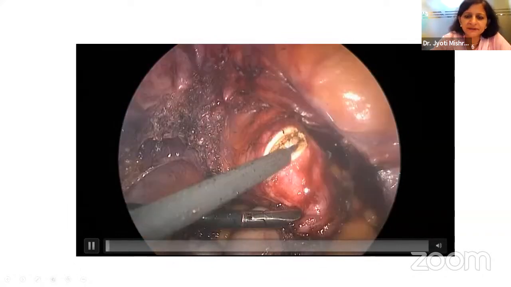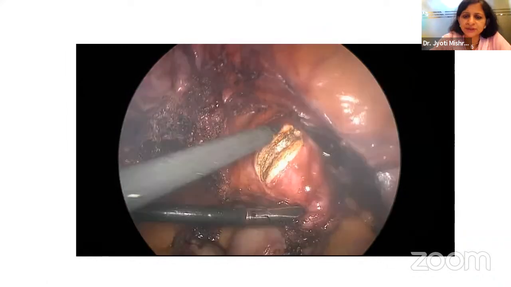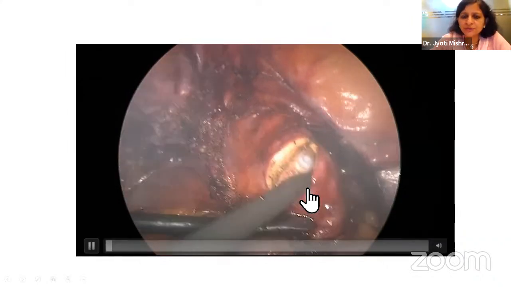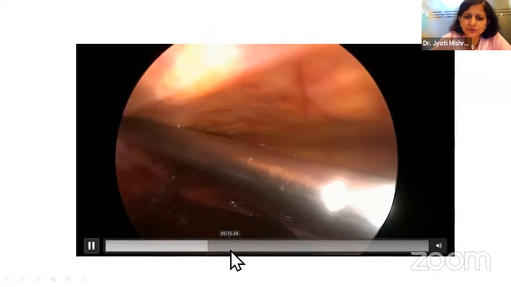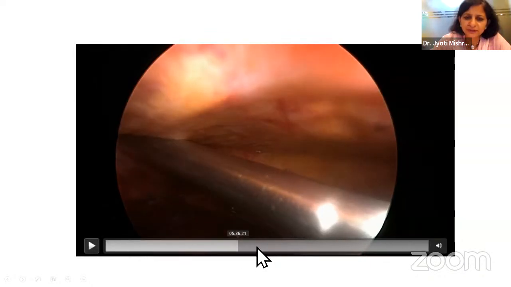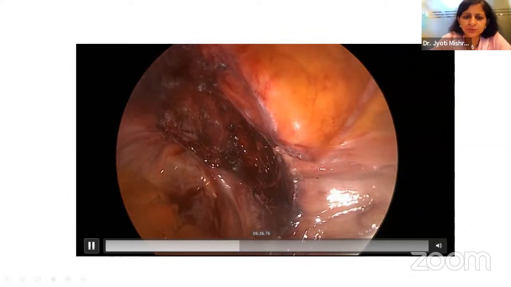I think the bladder had been difficult to dissect because of previous cesareans. So on a sponge holder, we started doing this colpotomy, which was done easily. I'll just move it forward. Then the suturing was also done. I'll just move it forward, coming to the last part. So the suturing has been finished.